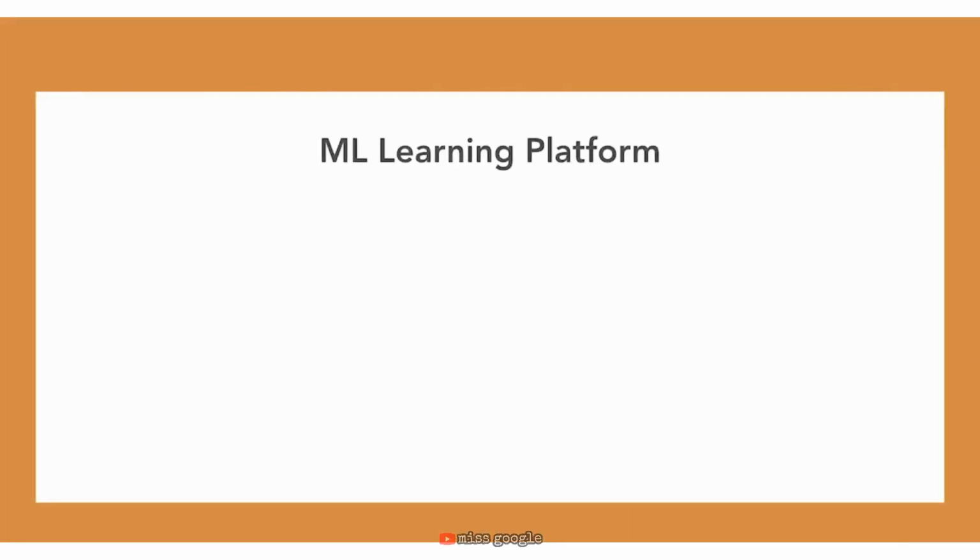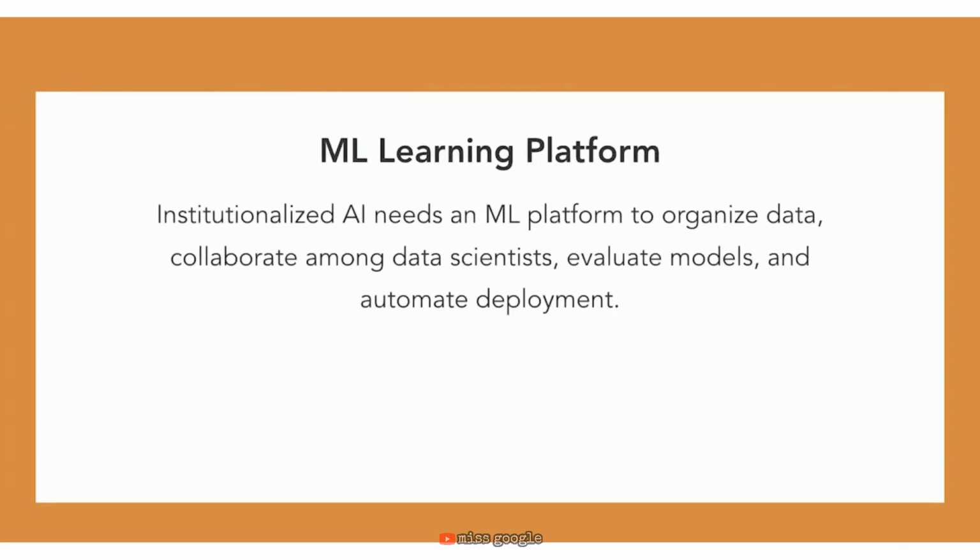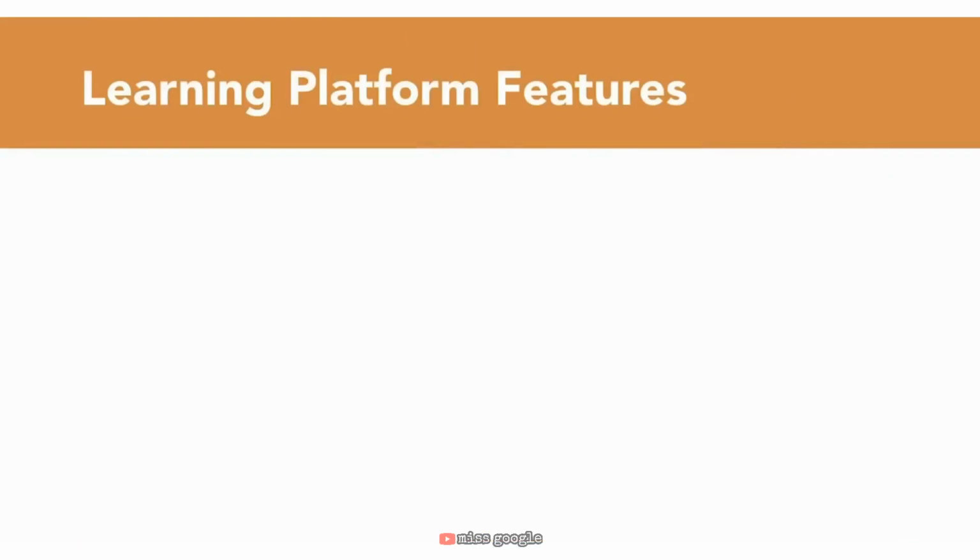Institutionalized AI needs a machine learning platform to organize data, collaborate among data scientists and engineers, evaluate models, and automate deployments. As machine learning has evolved over the last few years, processes and products that take care of infrastructure, pipelines, experiment management, and deployments have emerged. To be able to build and manage AI solutions over a long term, it is recommended to have a learning platform for the AI team.